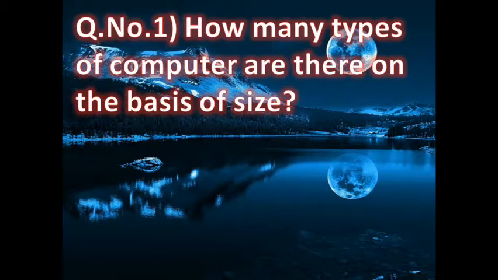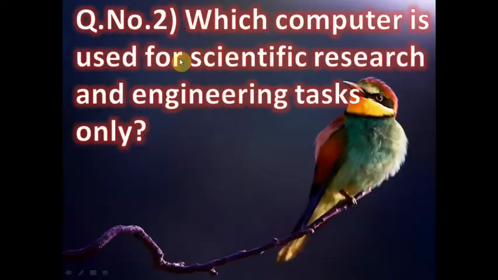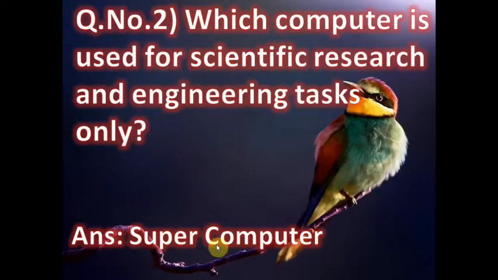The very first question of the last video is: how many types of computer are there on the basis of size? You have to verify whether your answer is correct or incorrect, and the correct answer is 4. There are 4 types of computer on the basis of size. Question number 2: which computer is used for scientific research and engineering tasks only? Here the correct answer is supercomputer.